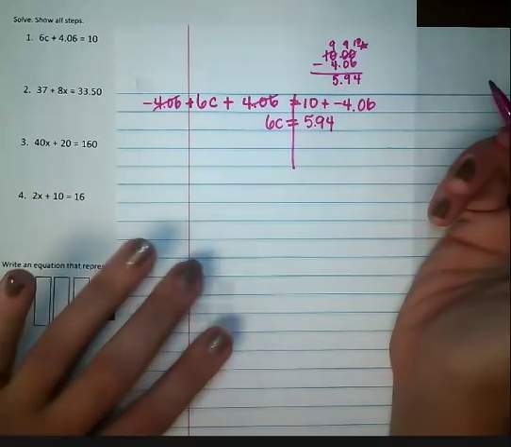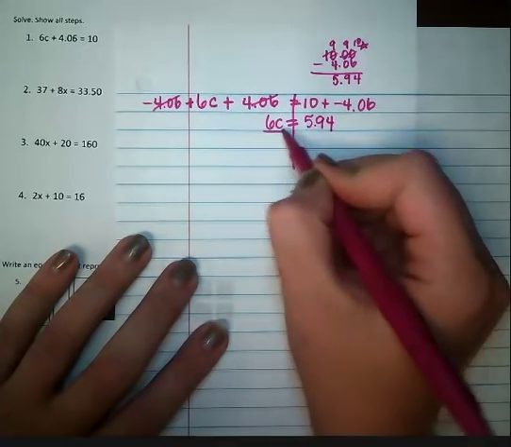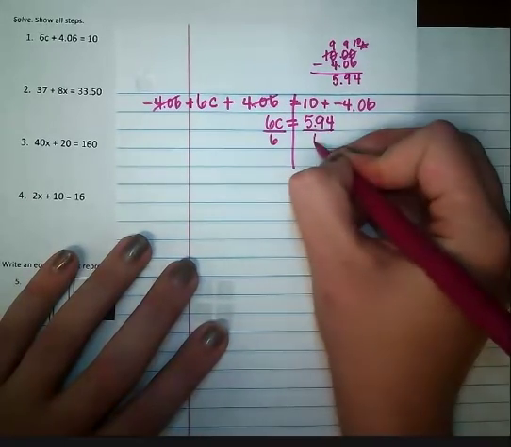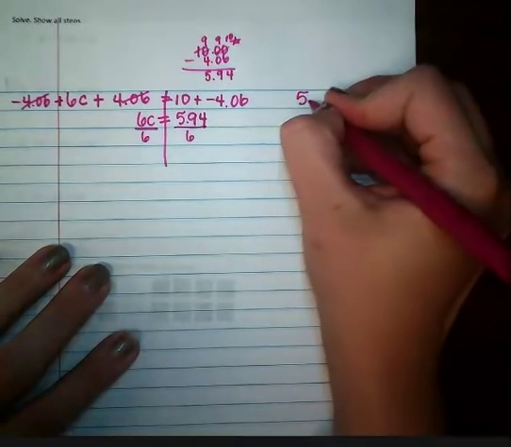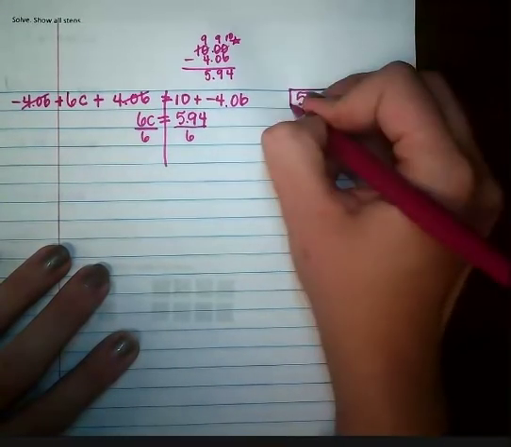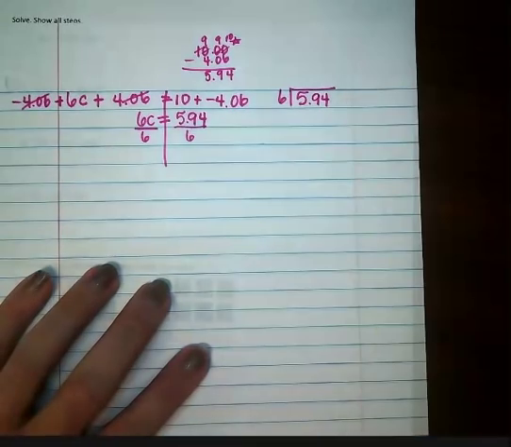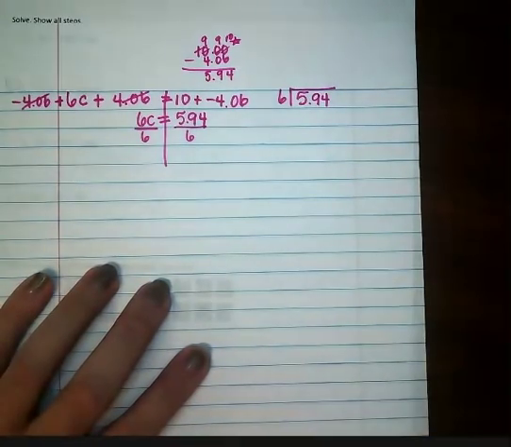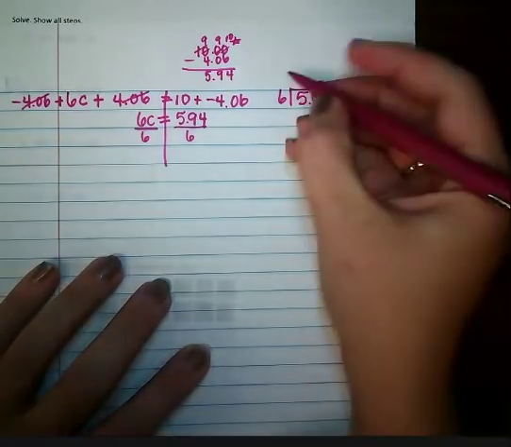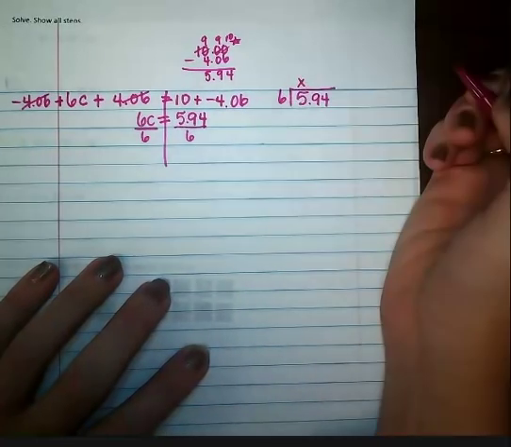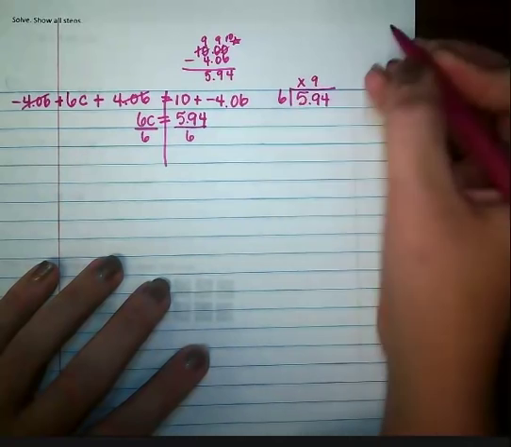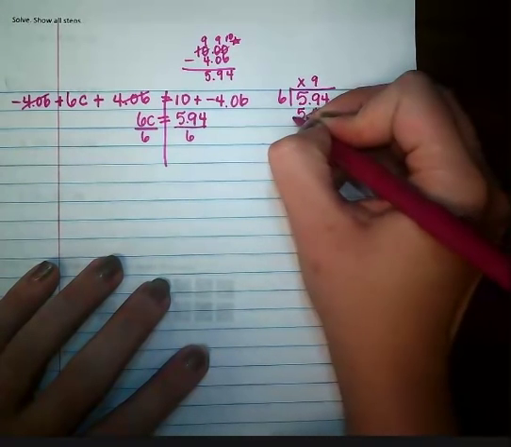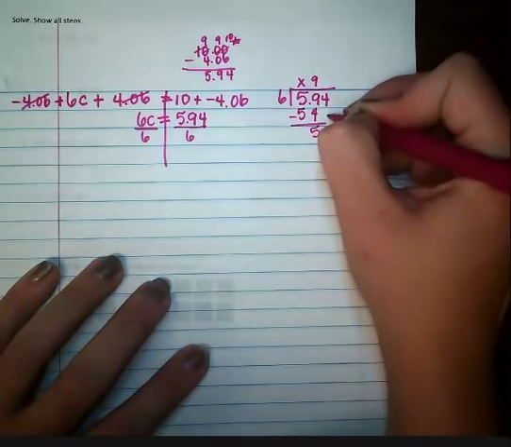5.94. So to get rid of the times 6, I do the inverse, which is divide by 6, and then I need to do some division. So we've got 5.94 divided by 6. And so what we're going to have, 6 goes into 5. It doesn't, so I'm going to put a placeholder. 6 goes into 59 9 times, and I get 54 with 5 left over.